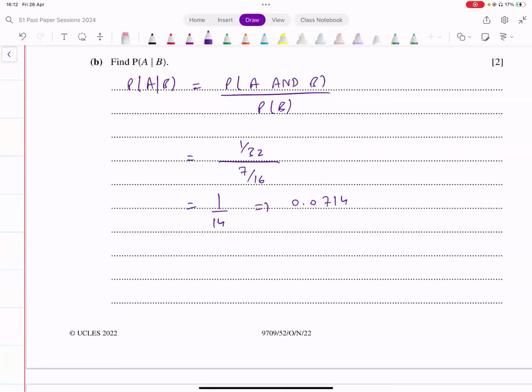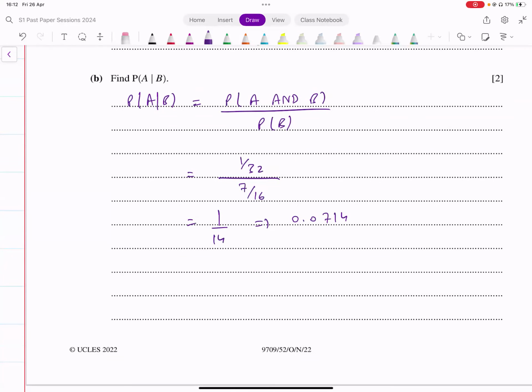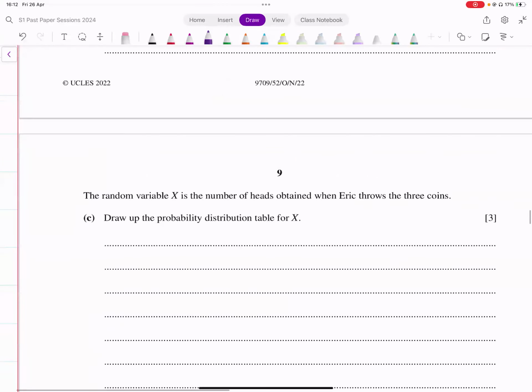Okay. Any problem with this? Part B? No? Okay, let's have a look at the next one now.